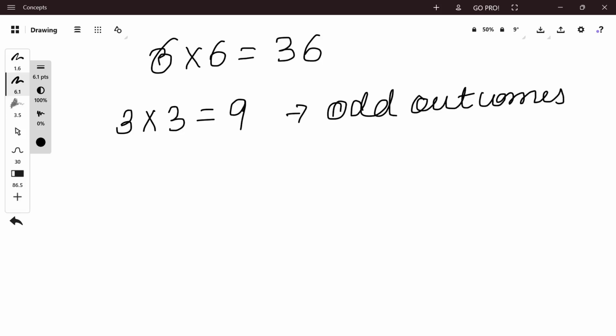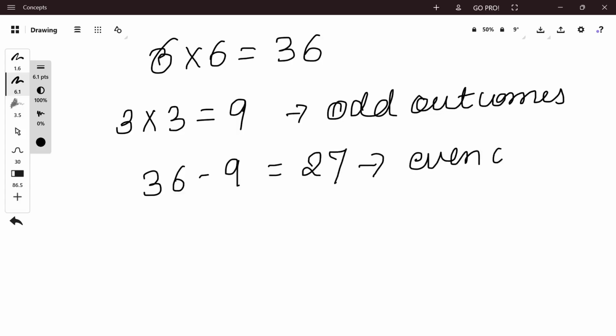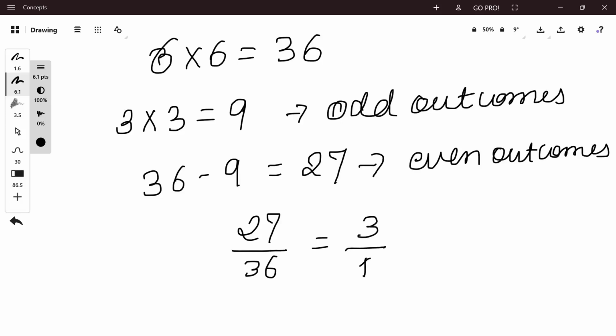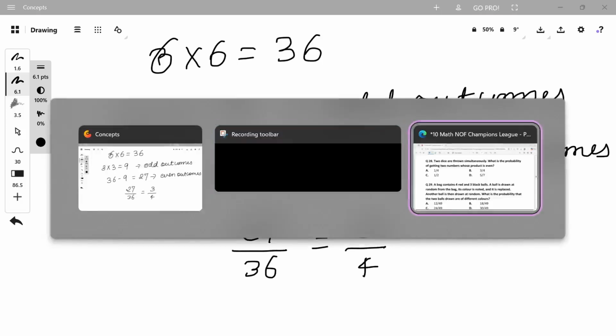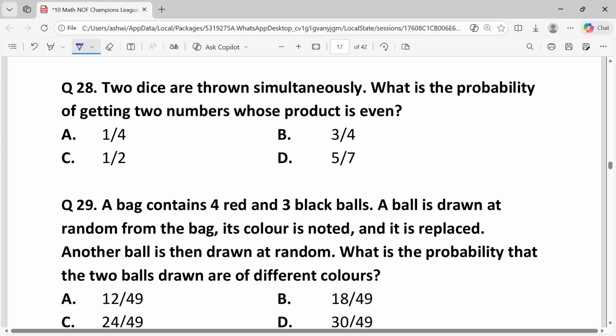The number of outcomes where the product is even is the total outcomes minus outcomes where the product is odd, that is 36 minus 9, which is equal to 27. The probability of getting an even product is 27 upon 36, which is equal to 3 by 4. From the given options, the answer is B, 3 by 4.